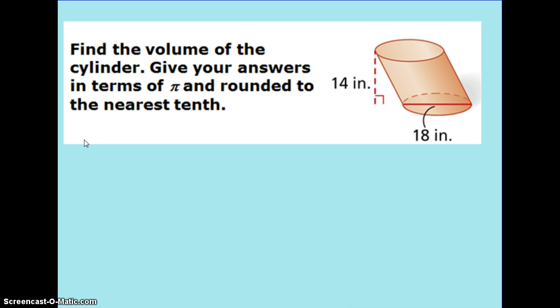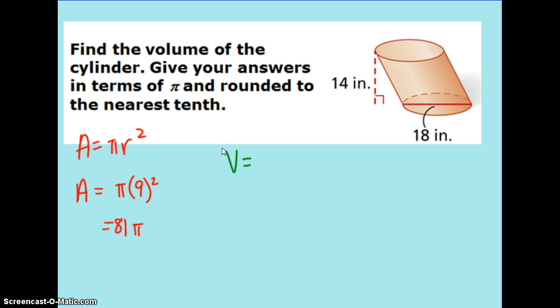In order to find the volume, all I need to do is find the area of the base first. Now, area equals pi r squared because this is a circle. But you'll notice I've been given the diameter, so I need to divide 18 by 2 to get the radius of 9. So that would mean that the area of the circle is 81 pi. Now, I'm going to leave it in terms of pi because I want to round at the very end.